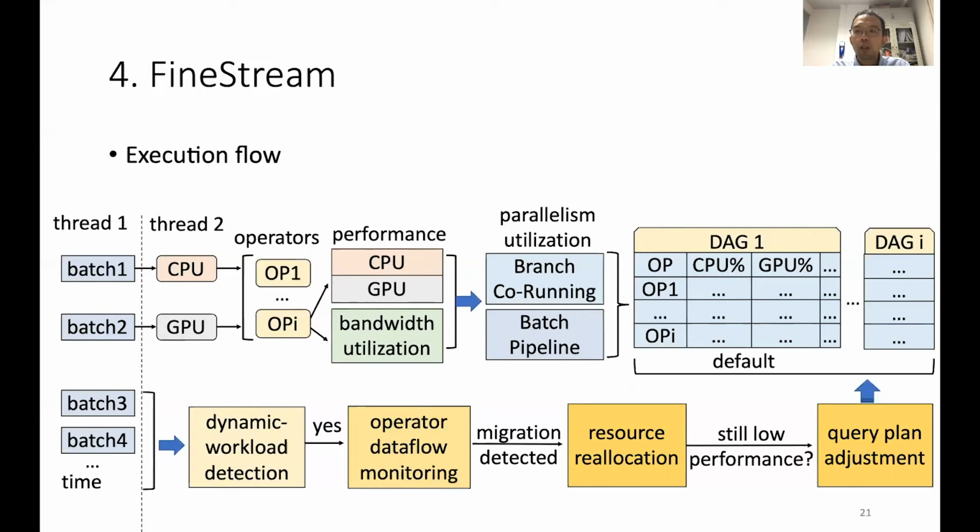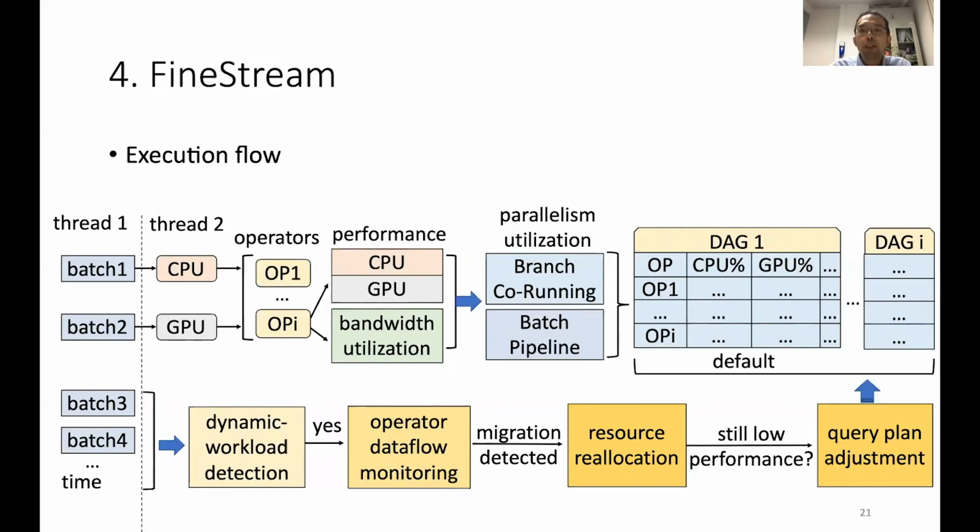Second, during these single-device executions, FineStream conducts online profiling, during which the operator-related data that are used to build the performance model are obtained, including the CPU and GPU performance and the bandwidth utilization. Third, with this data, FineStream builds a performance model considering branch co-running and batch pipeline.